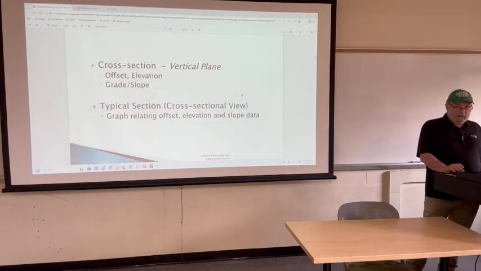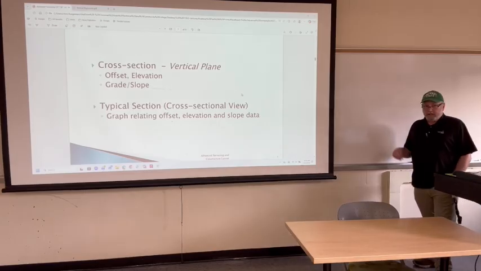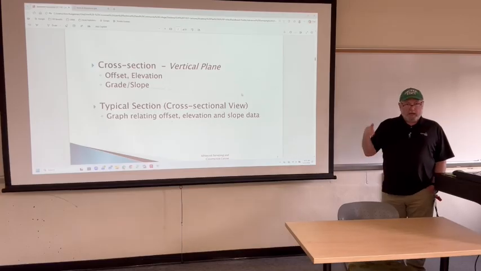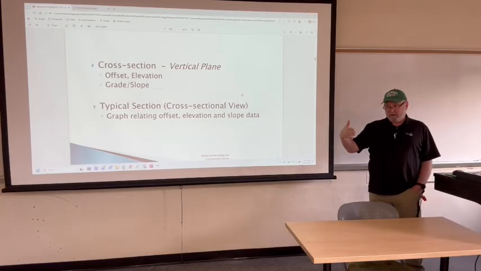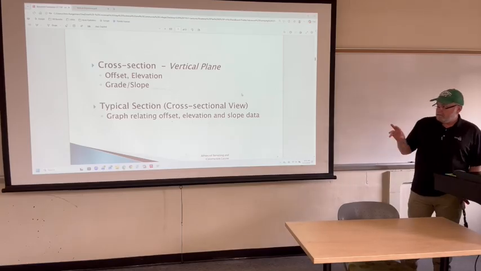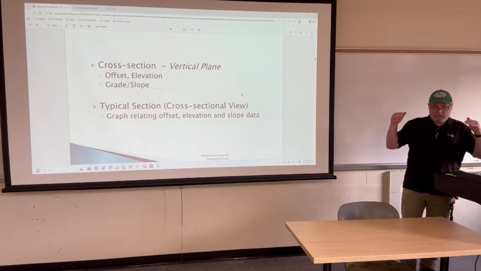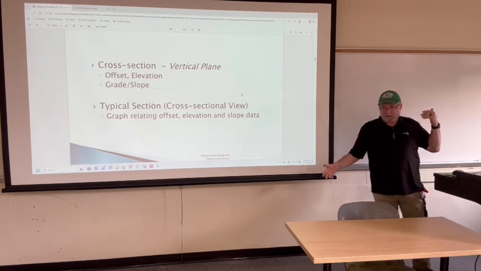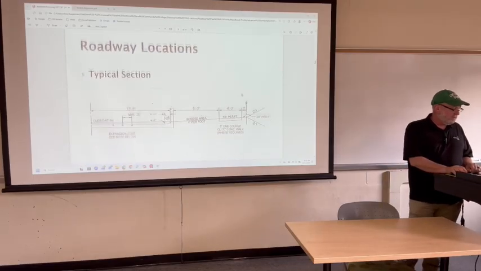We also touched on cross sections last week. So that is a vertical plane like the profile. The profile is going along the alignment. A cross section is perpendicular to the alignment. We call them typical sections because this is the design of the road, how it's going to go throughout the whole entire length of whatever this roadway is. We'll look at this here in just a second. That's kind of more what I want to focus on.